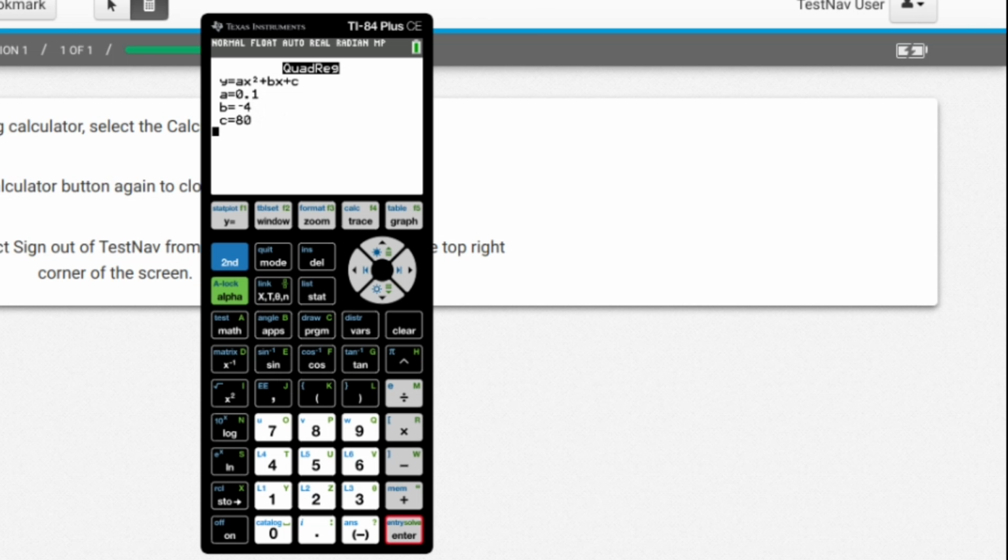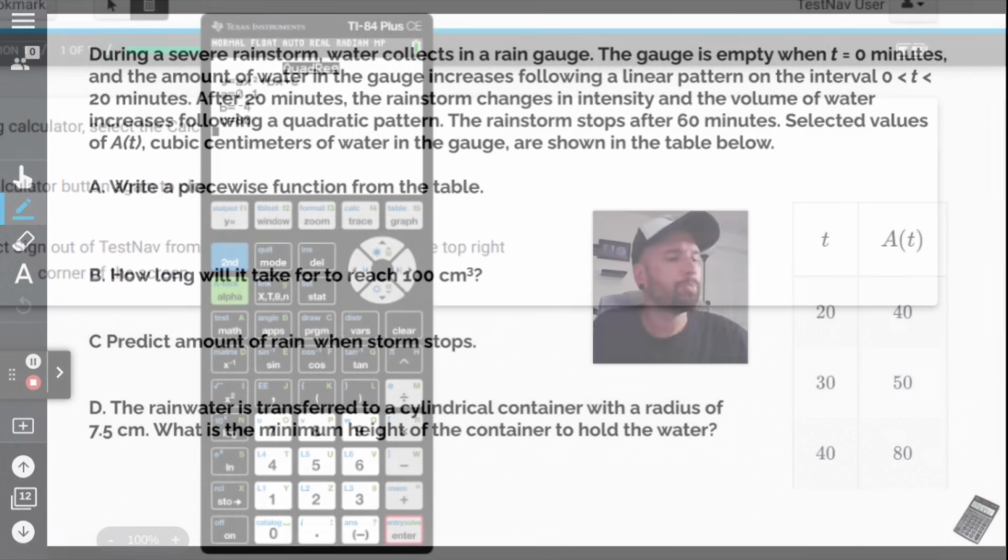Okay, and this matters between 20 and 60. Why 20 and 60? Because the rain stops at 60. So that's it. So write out your piecewise function now.